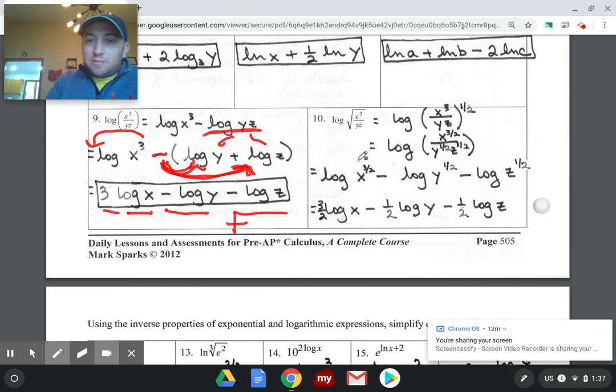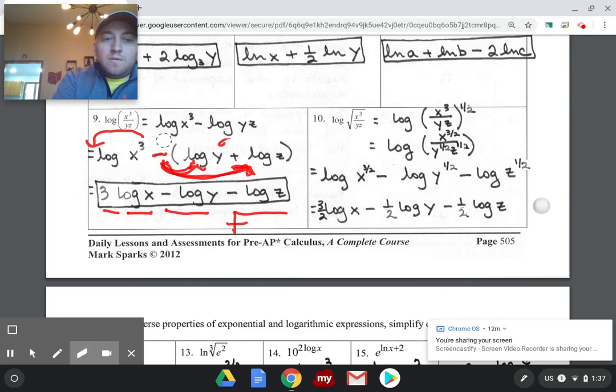Number 10 is very similar. The only difference is just kind of starting off at the very beginning. Since it's the square root of an expression, they changed it to the 1/2 power and then just took all of your powers on the inside and multiplied it by the power that's on the outside. And it's basically the same problem from there.